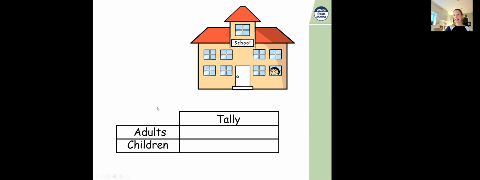And in this blank tally chart that we've got here, we've got another blank tally. We can see that we're going to be noting down adults and children in this tally, just like Teddy did before with his cars and his bikes. Nothing has been added to that tally yet, but let's see if it changes.